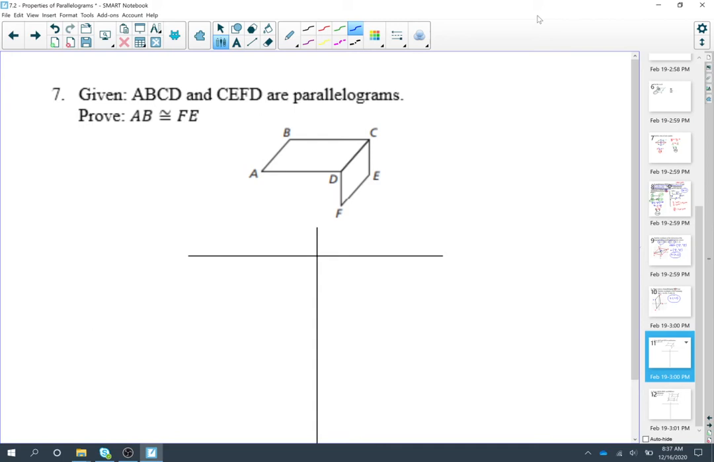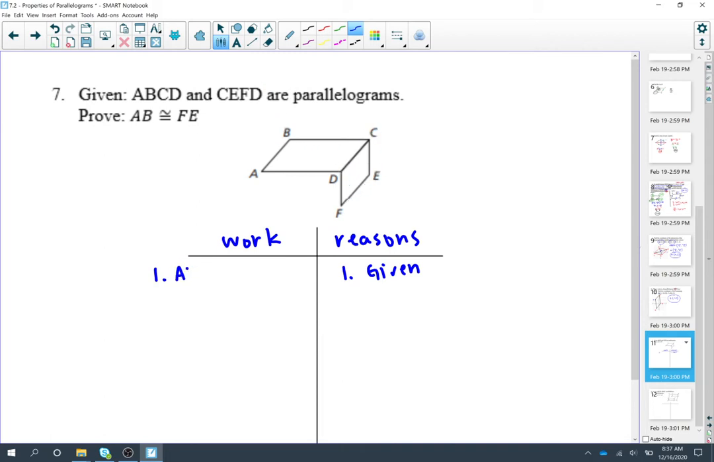Example 7, we're going to write a 2-column proof. So first of all, work, reasons. Number 1, given. So let's go back. What is the given? We are given the ABCD and CEFD are parallelograms.